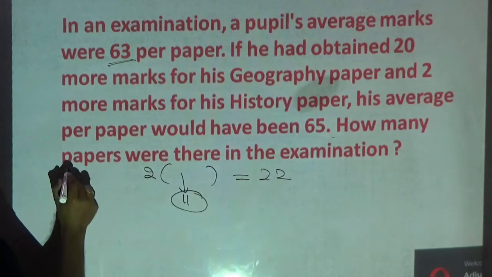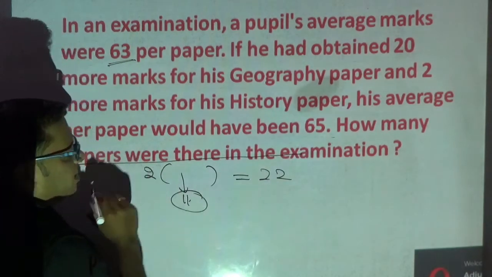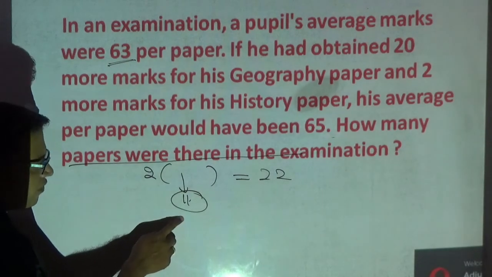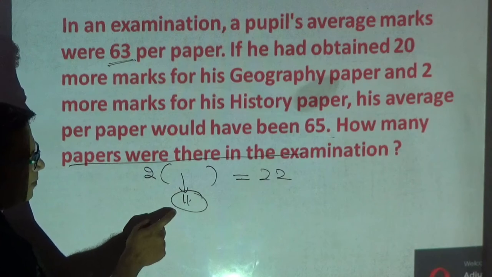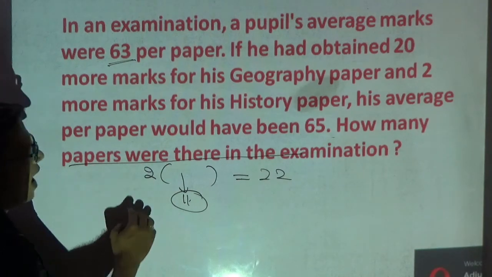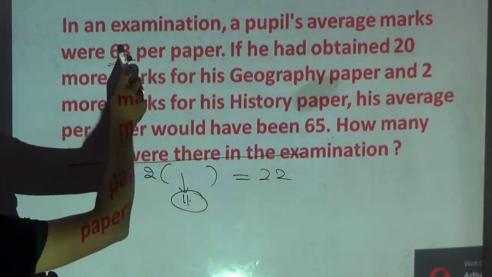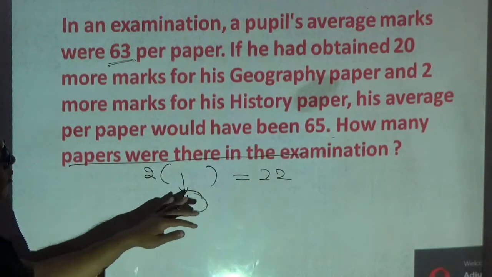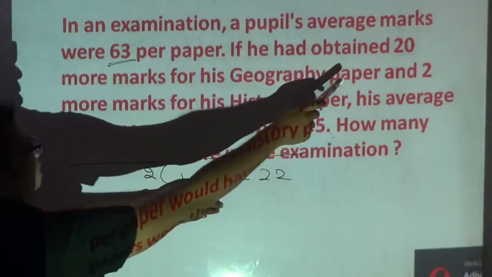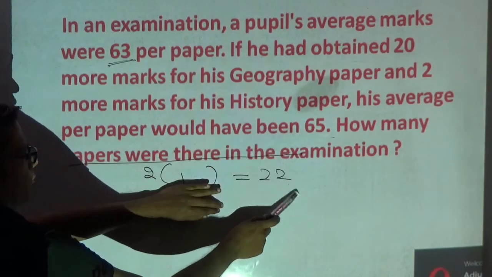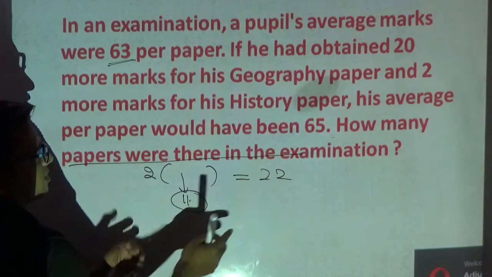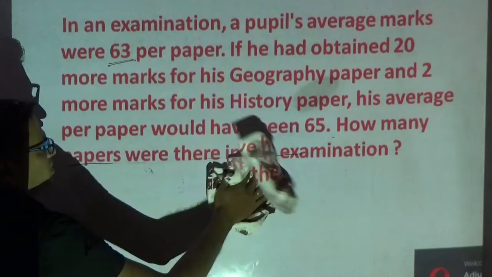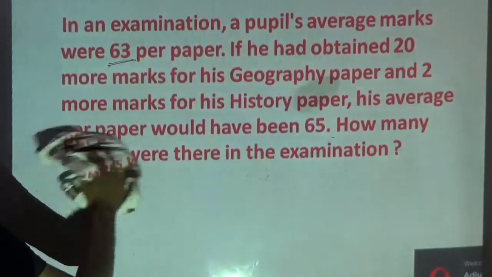Therefore, what they are asking, how many papers are there in the examination? There are 11 papers. Each paper, if I increase by 2, the average also increases by 2. See, 63 will become 65. The increase in marks is one paper 20, another paper 2, therefore 22. 2 into what is 22? 11. Therefore the answer for this question is 11. So this is the shortcut for this particular problem.